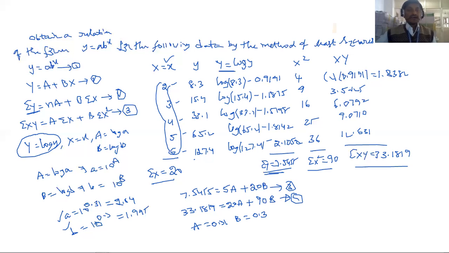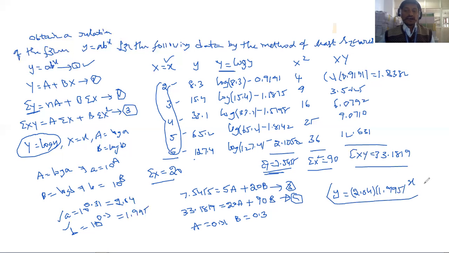Why did we calculate them? We need to find the constants, which give the curve. So finally we need to substitute. Don't forget, substitution is very important. Why? Because they have given data, so we are fitting that particular data here. So small a is 2.04 and small b is 1.995, whole power x. So this is the required curve of best fit.